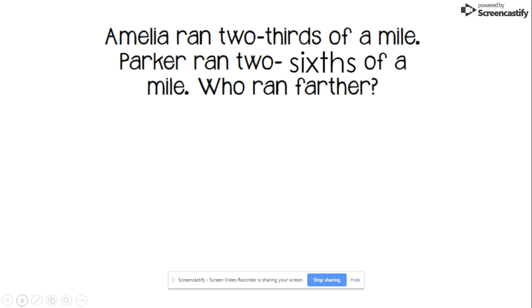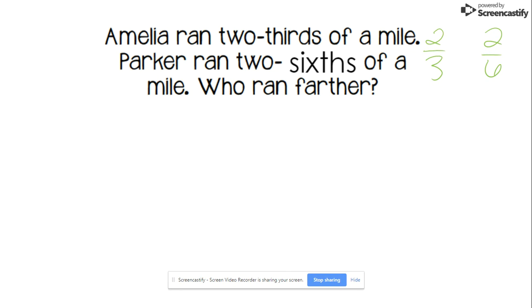Your last example says Amelia ran 2/3 of a mile and Parker ran 2/6 of a mile. Who ran further? I'm going to write my numbers out to the side again. 2/3, 2/6. My denominators are different, but there's something that I notice. 3 is half of 6. 6 is a double stacked of 3 plus 3.